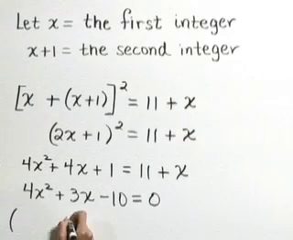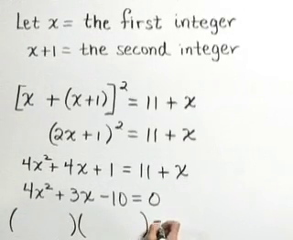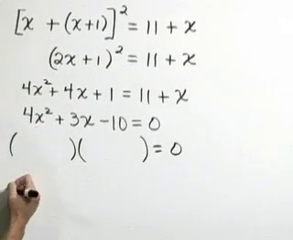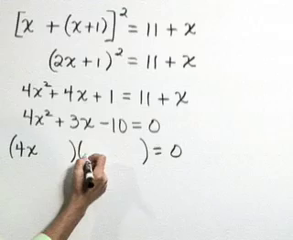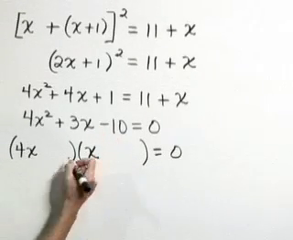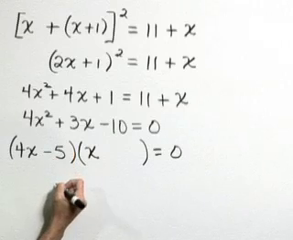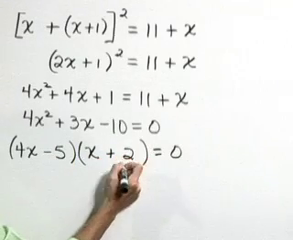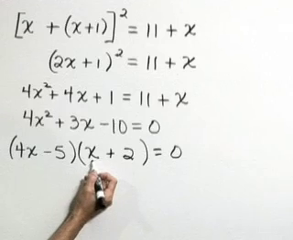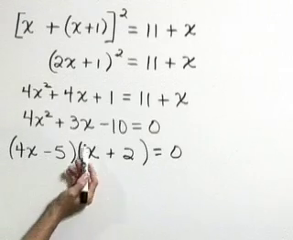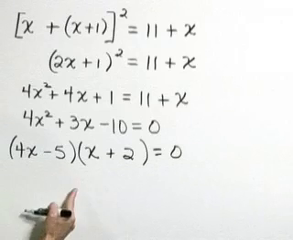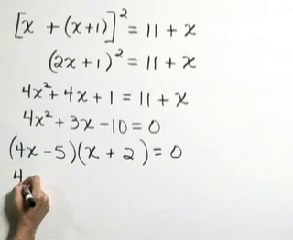Now we'll factor using trial and error. Factors of 4x squared that will work are 4x and x. Factors of negative 10 that we'll use are minus 5 and plus 2. Quickly checking, negative 5x plus 8x gives the middle term 3x. Now let's use our zero factor property.